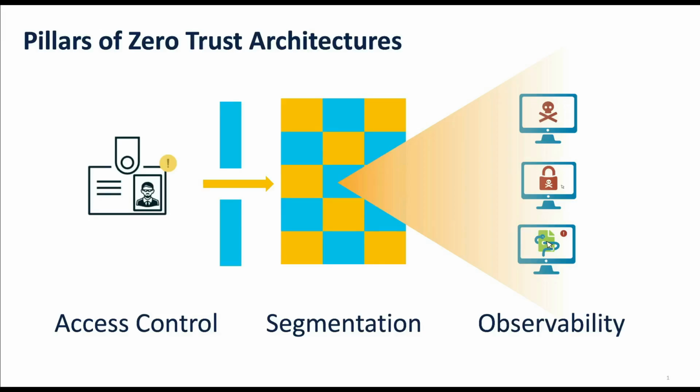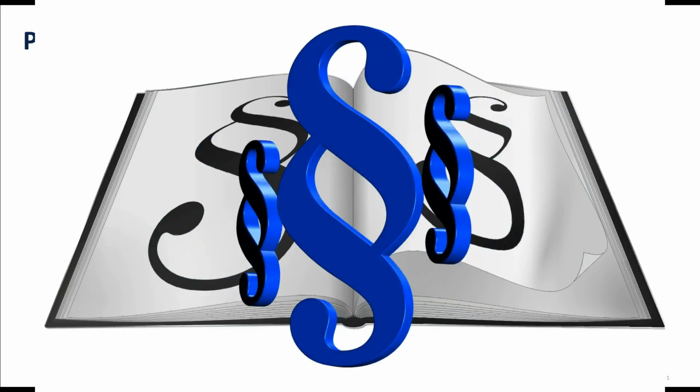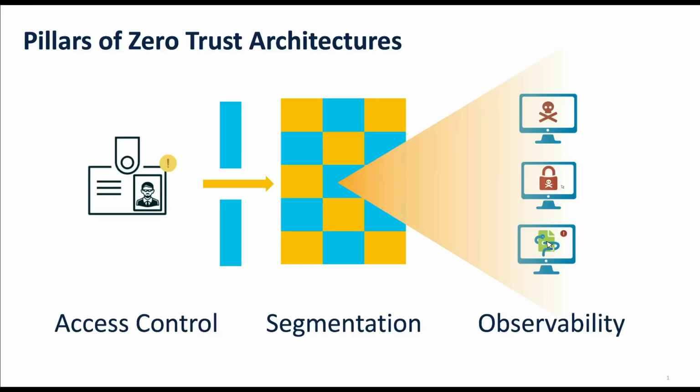Nowadays, many people are interested in implementing a zero trust architecture because it's part of the Network Information Security Directive of the European Union. That means there are many regulation and compliance requirements that are seeking a zero trust architecture. So how does it work?